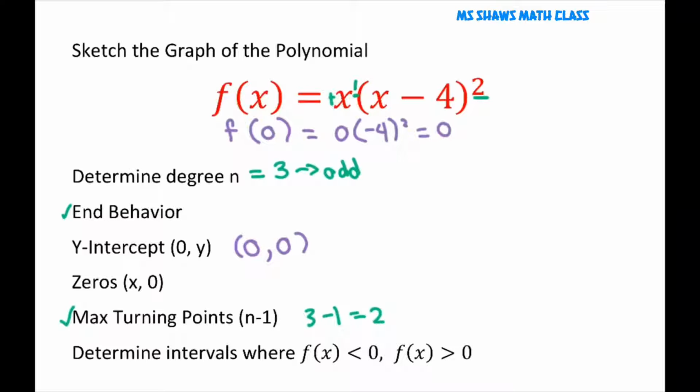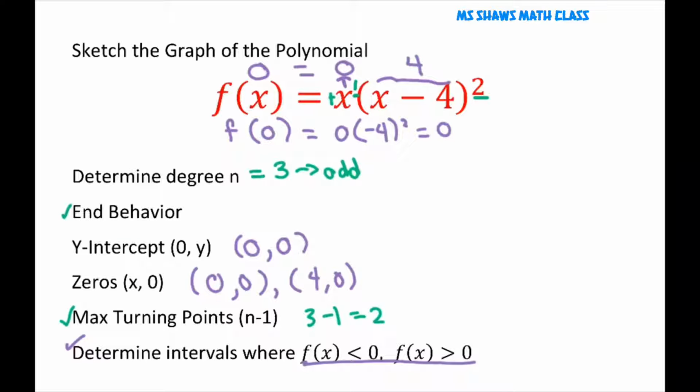Our x-intercepts, or our zeros, are when y is 0. So let's just make this whole thing 0, and you'll get this x can be 0 if you set each piece as 0, and this factor here would be 4. So that's going to be 0, 0, and 4, 0. Determining the intervals where y is negative and positive we'll do after we graph. So let's move on to our end behavior.